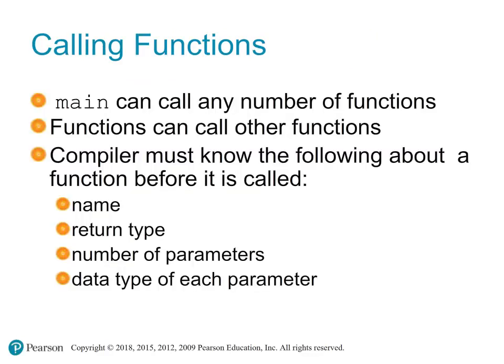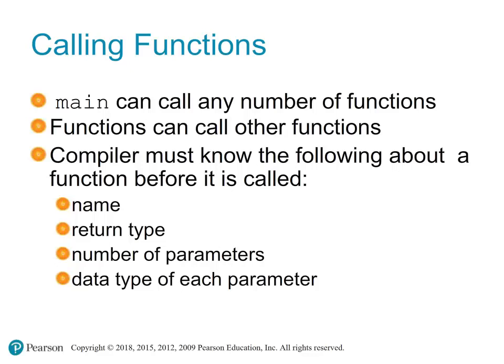The main function can call any number of functions, not just one. This allows you to create complex programs by combining various tasks. Functions are not limited to being called from main. They can also call other functions. This is known as function nesting.